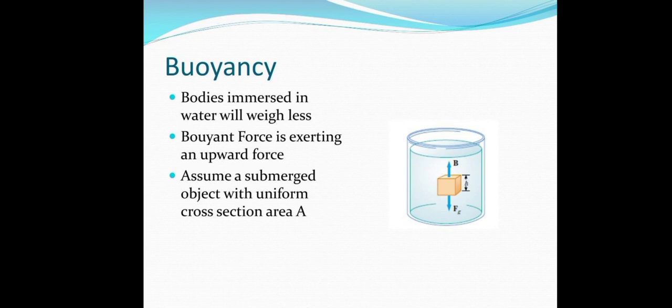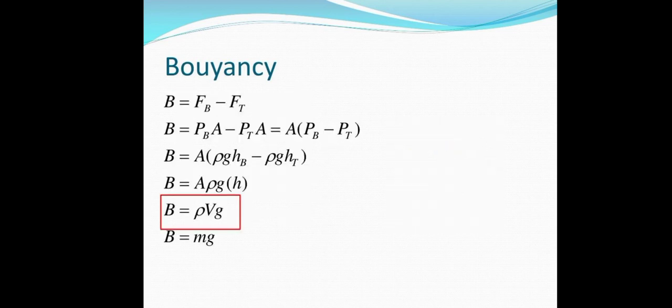Buoyancy. A body immersed in water will weigh less. The buoyant force exerts an upward force. Assume a submerged object with uniform cross-section area. Buoyancy is equal to Fb minus Ft, so B is equal to Pb A minus Pt A.